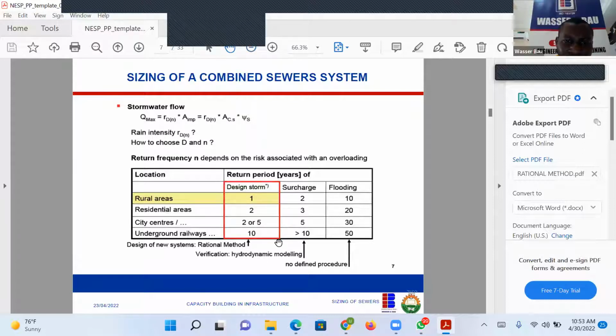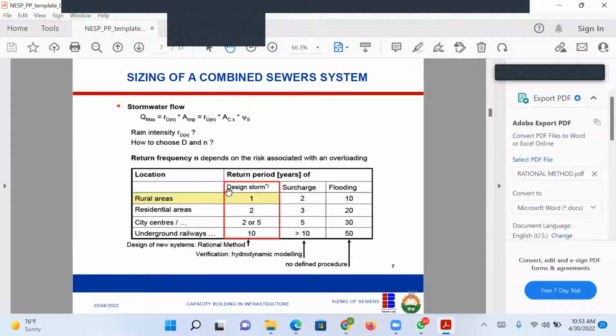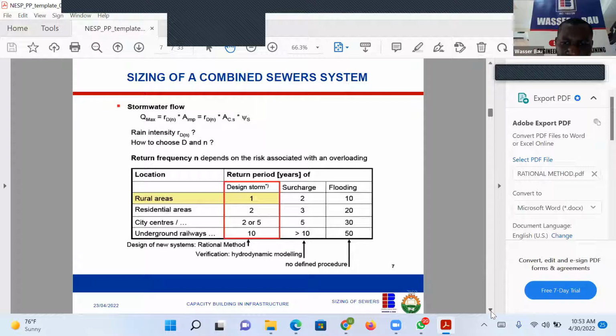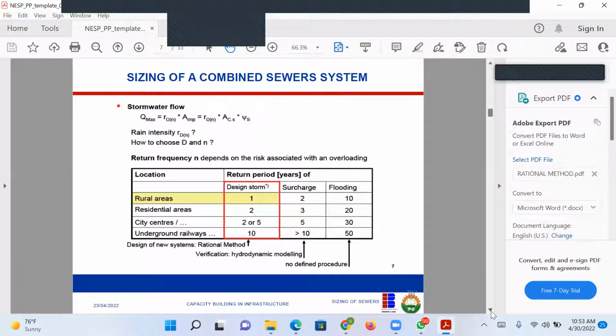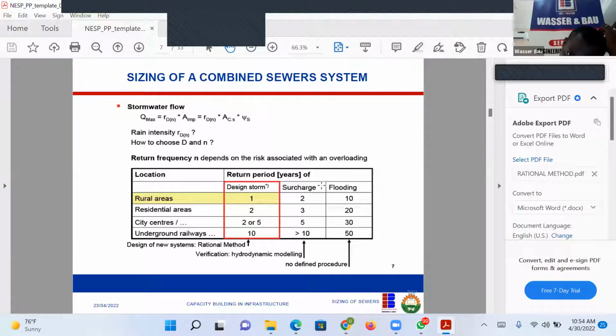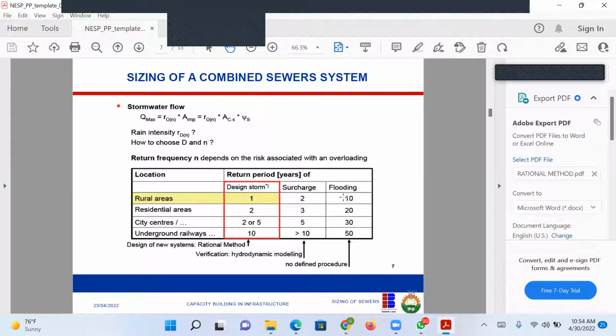Someone has a question. What do you want to ask? Yes, you were talking about design types. You can design for normal storm, then you can design for flooding. So when will you know the time to design for flooding? Is it as a result of previous occurrences? Or you can just design, okay, I want this drain system to take care of flooding or normal storm. How do you differentiate when to design for normal storm and flooding?